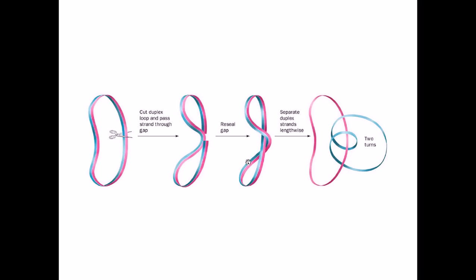Okay, so that's the whole idea behind the topoisomerases, and I hope this tutorial is helping you understand the process of DNA supercoiling, how the DNA is supercoiled, and the role of topoisomerase 1 and topoisomerase 2 in DNA supercoiling. That's it, guys. Thank you.